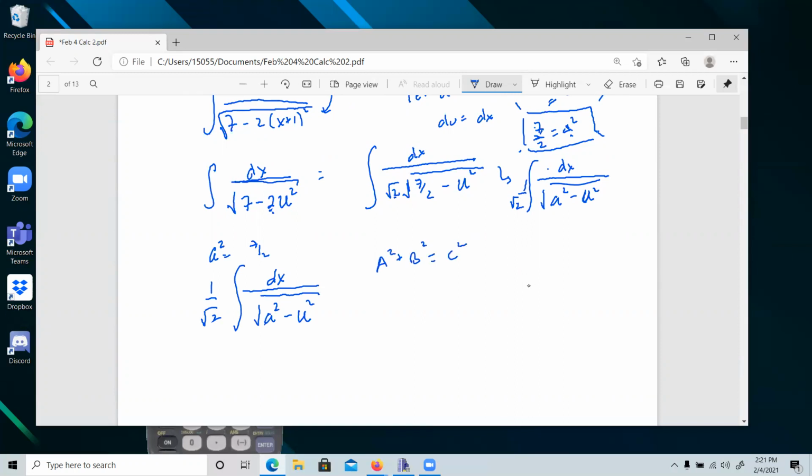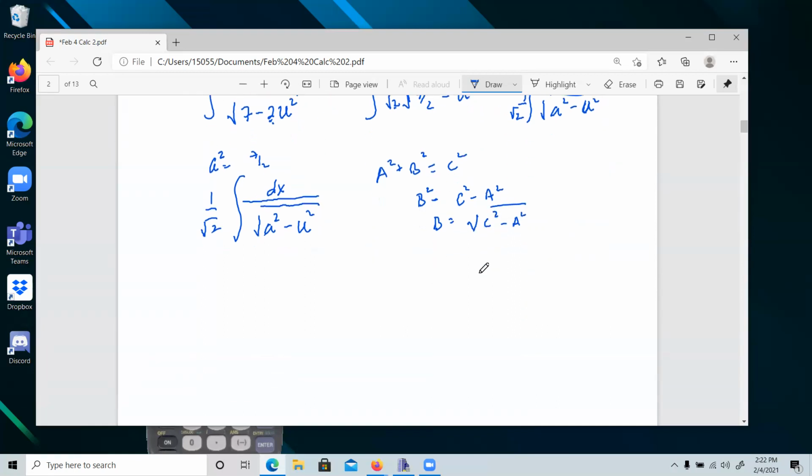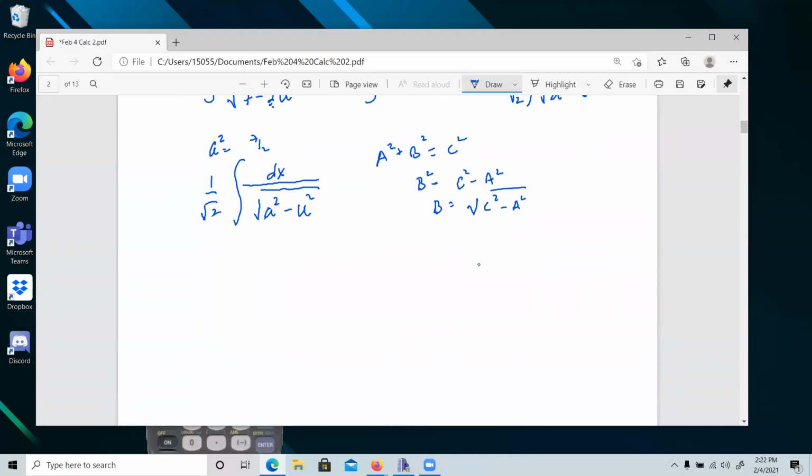right? Pythagorean theorem. So if we do this, we say b squared is equal to c squared minus a squared, right? And then b is equal to the square root. That's the triangle that we have, okay? So if we make a little triangle here, what's the c squared? Tell you what, let's say c squared.